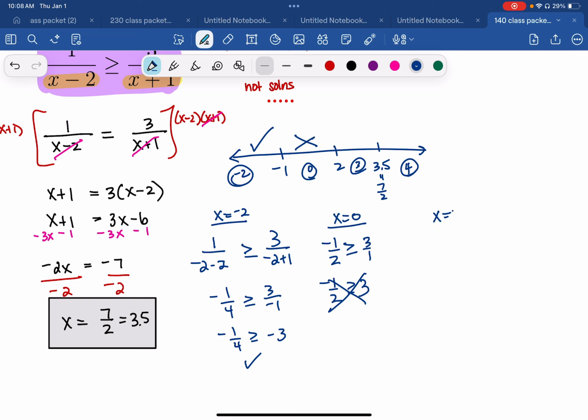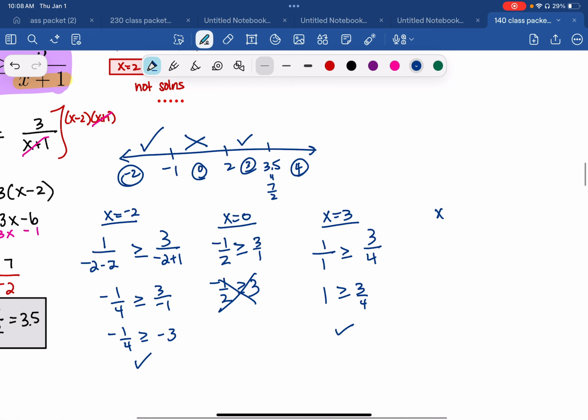Then we want to check x equals 3. So that's going to give you 1 over 3 minus 2, which is 1, greater than or equal to 3 over 3 plus 1, which is 4. So that's 1 greater than or equal to 3/4. That's a true statement. So I want that section.